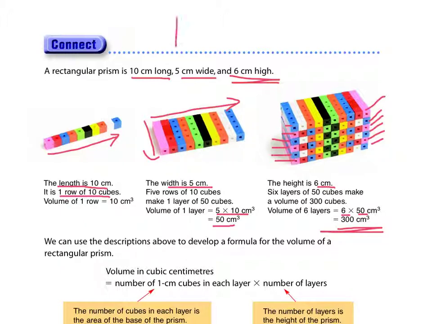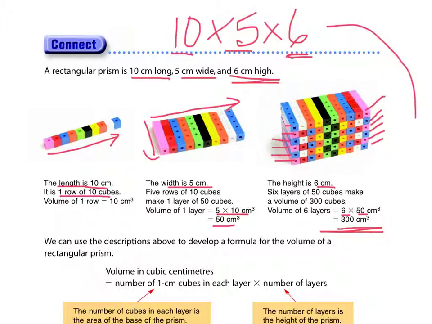which is the same as looking at it as 10 times 5 times 6. 10 rows of 5 is 50. 50 times 6, because there's 6 layers, is 300 centimeters cubed. And we put that little 3 there to show the cubed. Just like with area, it's centimeters cubed with the little 3 up higher. It is not with the 3 right beside it the same size.